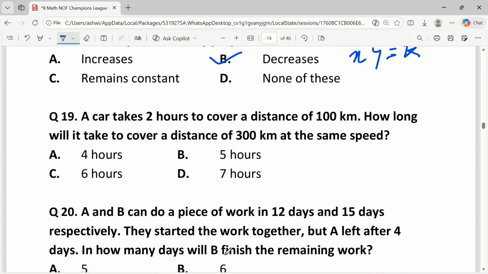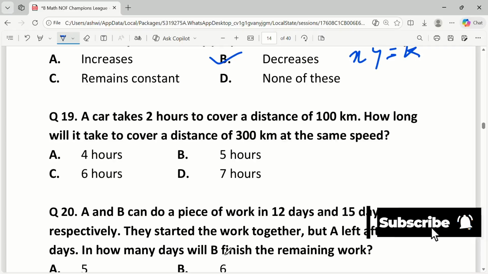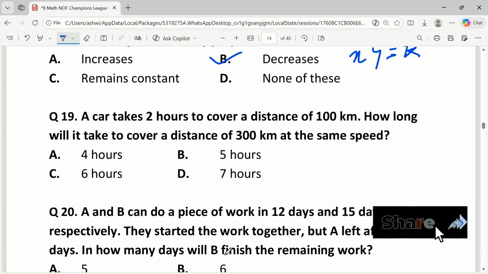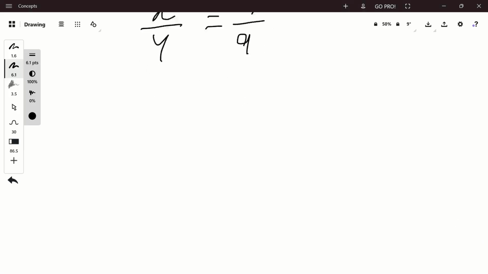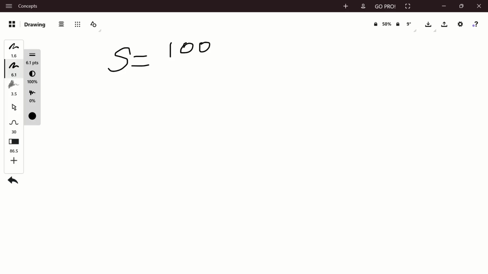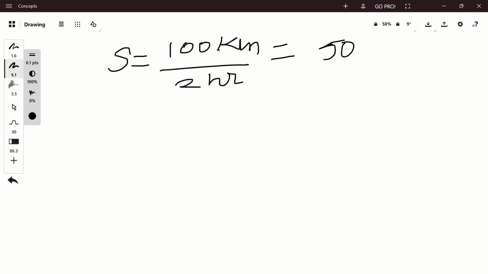Question 19. A car takes 2 hours to cover a distance of 100 kilometers. How long will it take to cover a distance of 300 kilometers at the same speed? Calculating the speed, that is speed is equal to distance upon time, that will be 100 kilometers upon 2 hours, that is equal to 50 kilometer per hour.